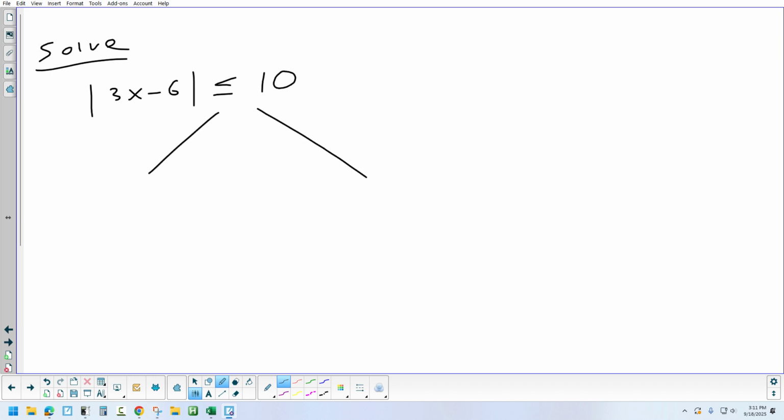Anyone think they could give me one inequality that's going to split into? Yep, Andrew. 3x minus 6 is greater than or equal to negative 10. Okay, so 3x, we'll put that one over here, is greater than or equal to negative 10. Yep, that's the harder one because you got to do a couple things to it. Now the other one is the easier one. What's that one?